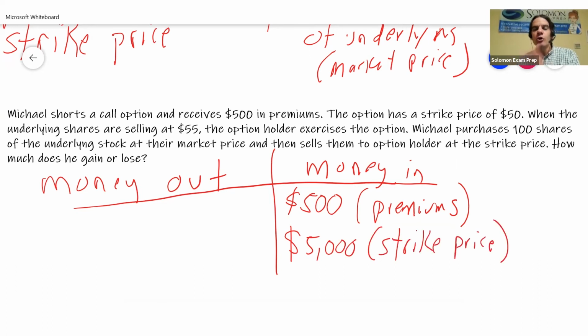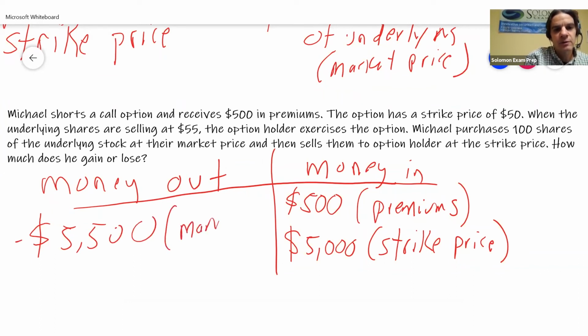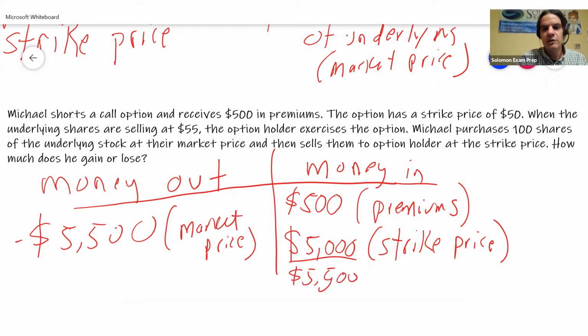Now, before he's sold those shares for $50 a share, he's had to go out and buy them, right? He has to buy them at their current market price of $55 a share. So he's got to spend $55 a share times 100 shares, so $5,500. So he spent that. That's the market price. Looks like we've got a match here. The money out, $5,500, is going to be the same as the money in, $5,500. So in this case, Michael has a wash, 5,500 minus 5,500. So no gain or loss as a result of his short call option transaction.